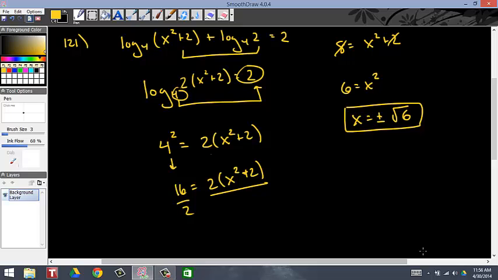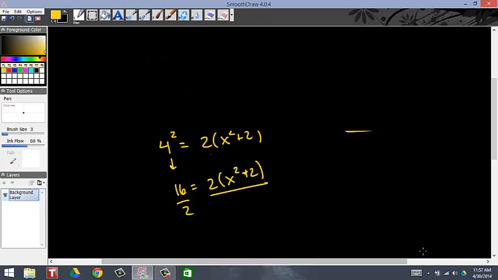Now, which one of these answers doesn't work? Dustin. Why do they both work, Gabby? Because it's being squared. Good job. Because the x is being squared. Right?